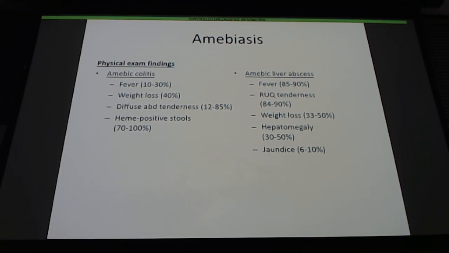So here are the more common findings with amoebic colitis. That's just your colon swelling up, versus your amoebic liver abscess, which would be extraintestinal because it's broken out and gone someplace else. Right? There's a whole bunch of more common symptoms. With that one, we have right upper quadrant tenderness and fever for amoebic liver abscess.